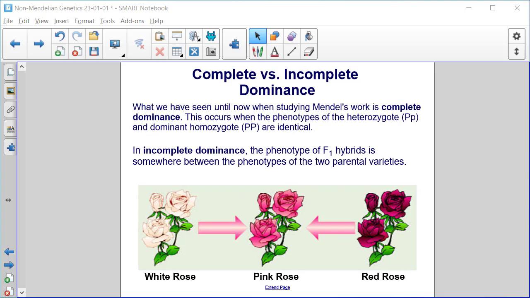Complete versus incomplete dominance. What we've seen until now when studying Mendel's work is complete dominance. This occurs when the phenotypes of the heterozygote and the dominant homozygote are identical. In incomplete dominance, the phenotype of F1 hybrids is somewhere between the phenotypes of the two parental varieties. So if my parent generation is a red rose crossed with a white rose, I end with a pink rose.